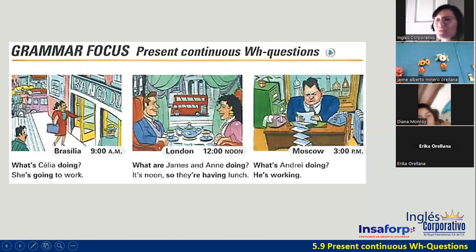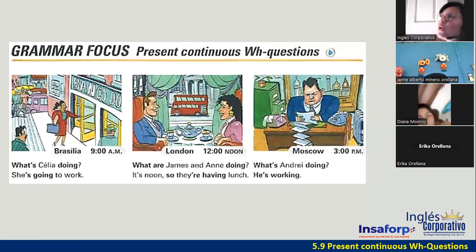Now, in the next city, Brasilia, we have Celia. Celia lives in Brasilia, and it's 9 a.m. in the morning. So what's Celia doing right now? Well, she's going to work. She works at a bank, right?